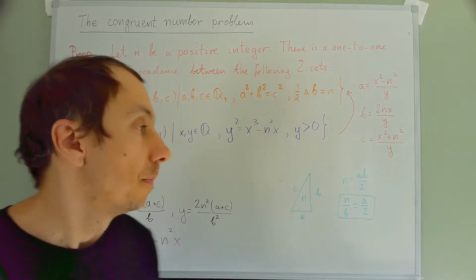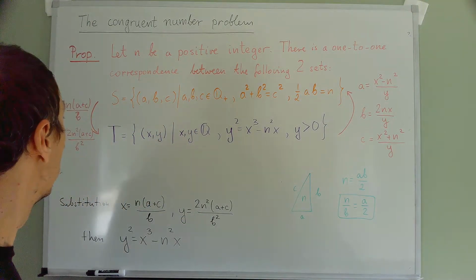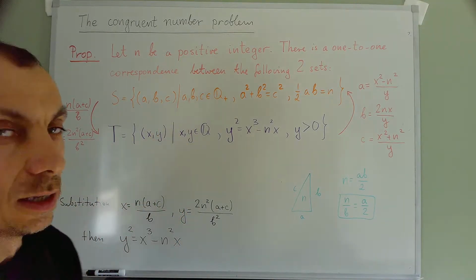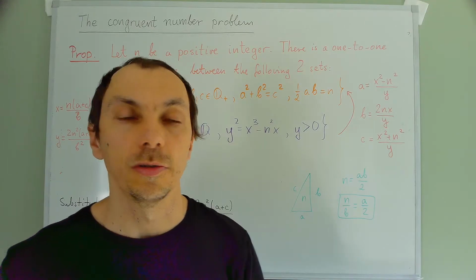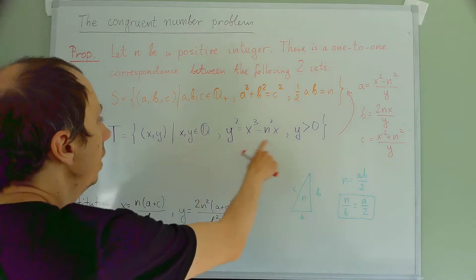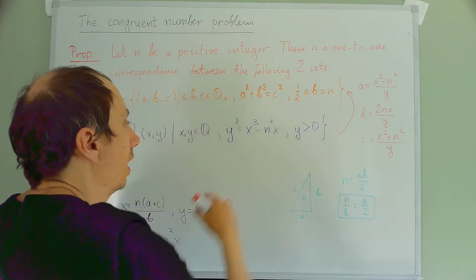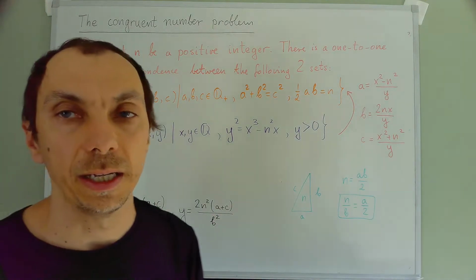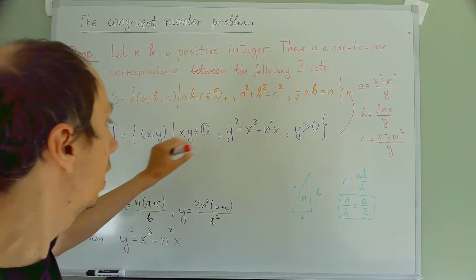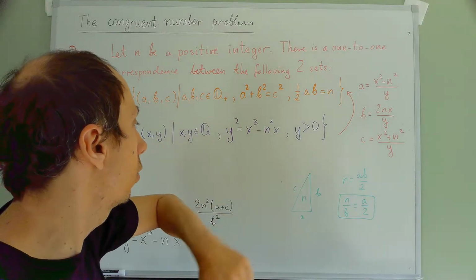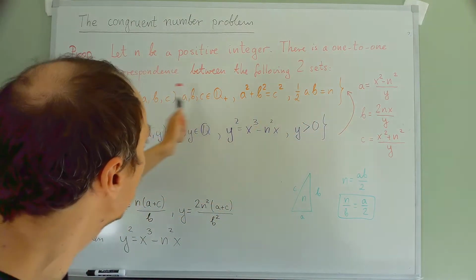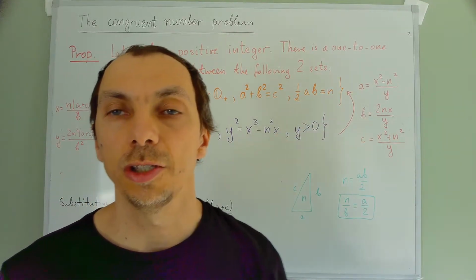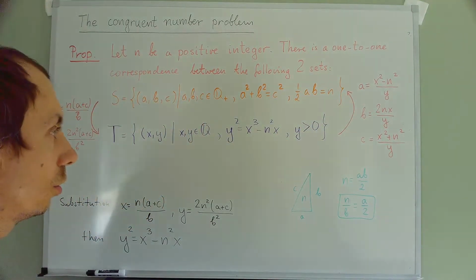So just to summarize again, we haven't shown this direction, right? We haven't shown that given any element here, any point on this curve with positive y coordinate, if you apply this map, you get an element of the set S, but you can check it. So we're not going to do this.